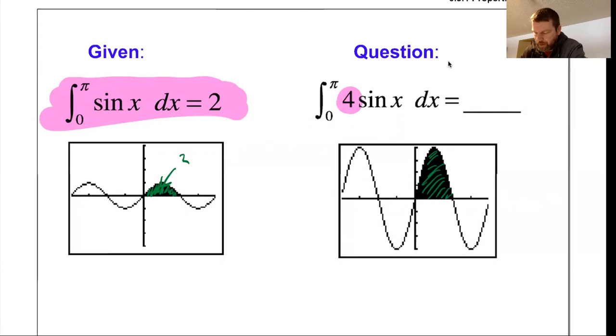Well, how does that 4 change this function? It stretches it vertically by a factor of 4. So all the heights here are 4 times taller. Well, if the heights are 4 times taller, that's going to have 4 times as much area. This one had an area of 2. This one's 4 times taller, so that's going to have an area of 8.